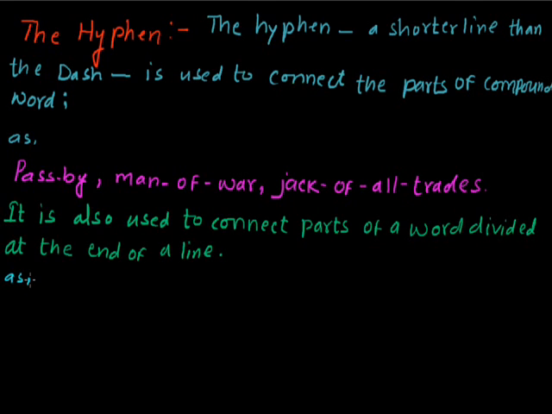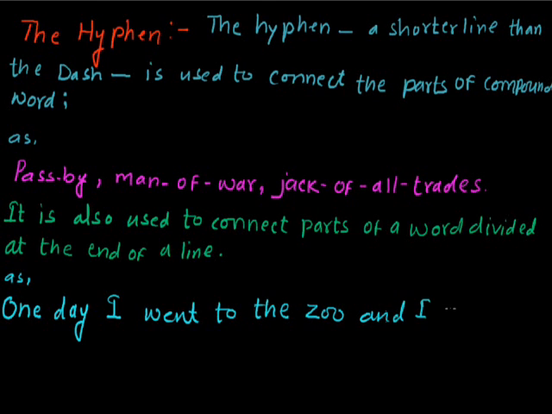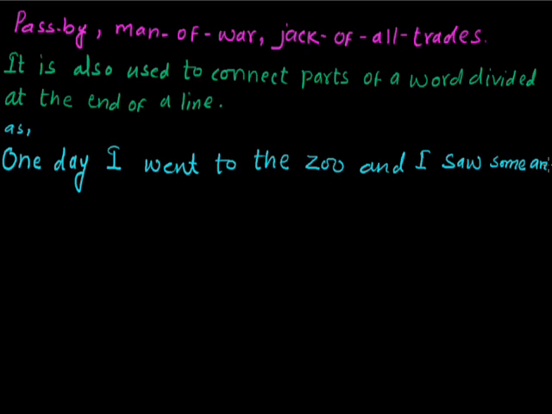So we are all aware, I think. So let's take an example to prove the same point. One day I went to the zoo and I saw an-. And now I'm not able to write the word animals, so I would simply put a hyphen before the remaining spelling, like I-M-A-L-S. Okay, so in this way we can use a hyphen to connect parts of a word divided at the end of a line.